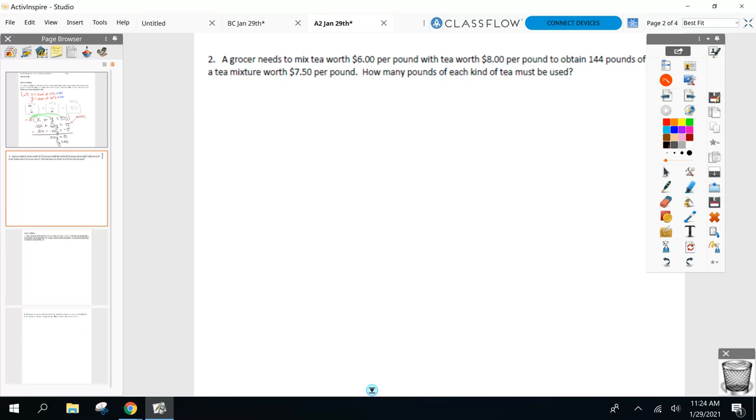All right. So you guys can see we got two types of tea. We're going to take a $6 per pound tea and an $8 per pound tea. Mix it together. And what I need is 144 pounds of $7.50 tea. All right, let's get the variables done first, right? So my first type of tea is the $6 a pound tea. LB for pound. Little LBs. Y equal to the $8 per pound tea, because that's the other type of tea.